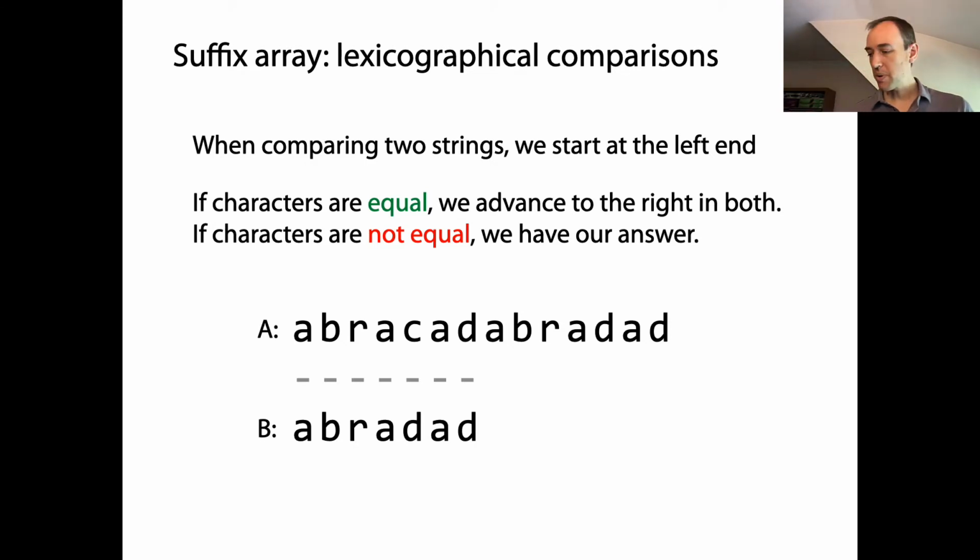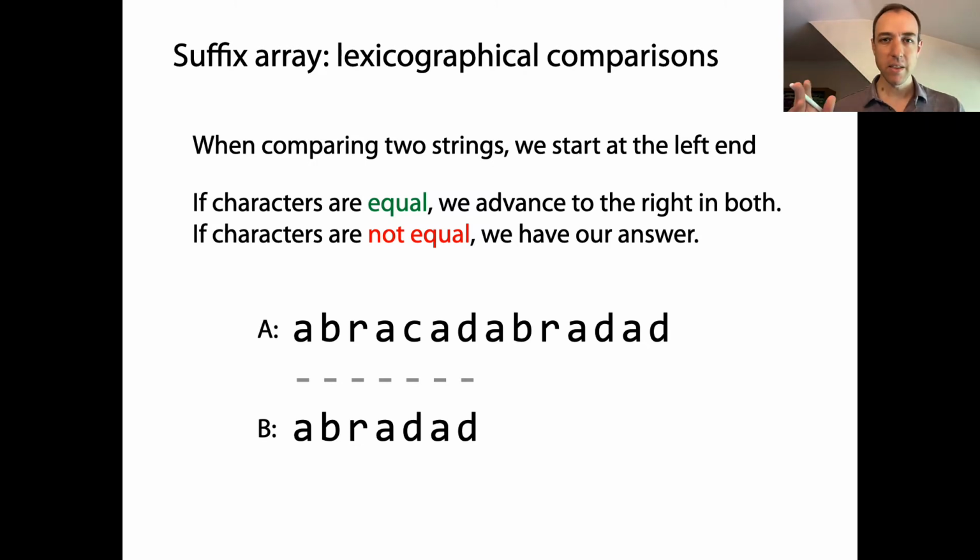Okay, so say we have these two strings here. These are two suffixes of T, and I chose not to show the $ sign here. But when comparing two strings, the strategy we're going to use is to start at the leftmost position of both strings, and repeatedly check if the characters are equal. If so, we advance to the right in both strings and check the next pair. Or if the characters are not equal, the tie is broken and we have our answer.